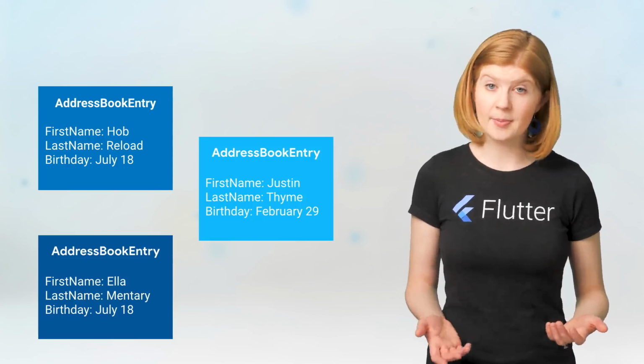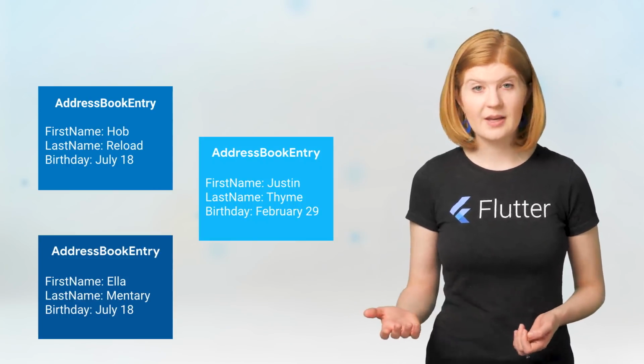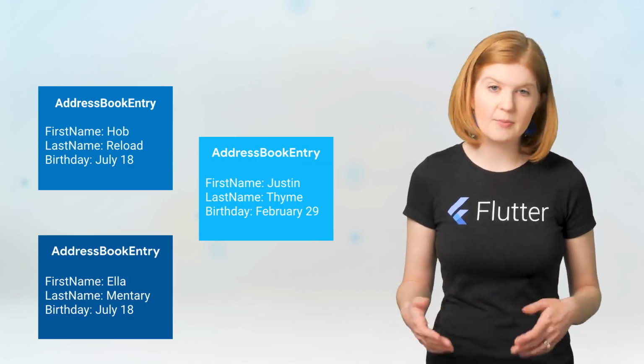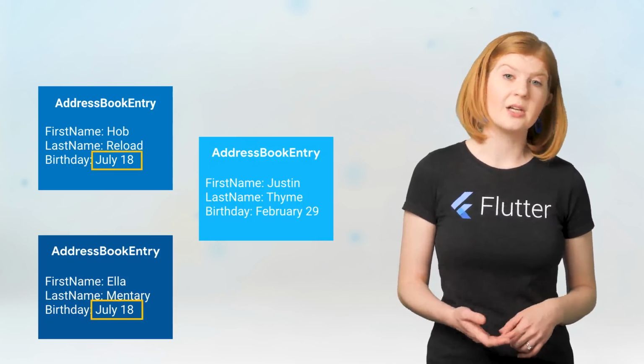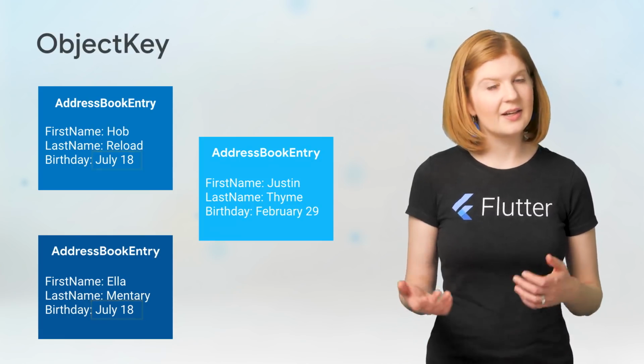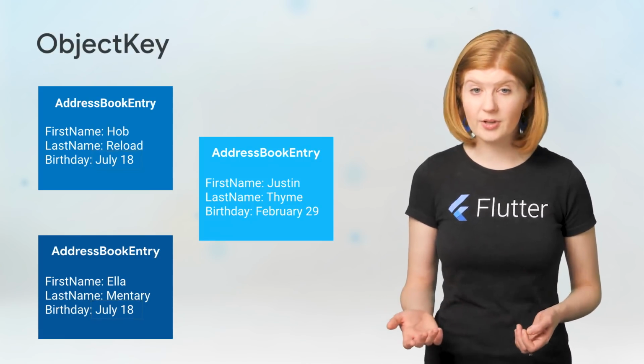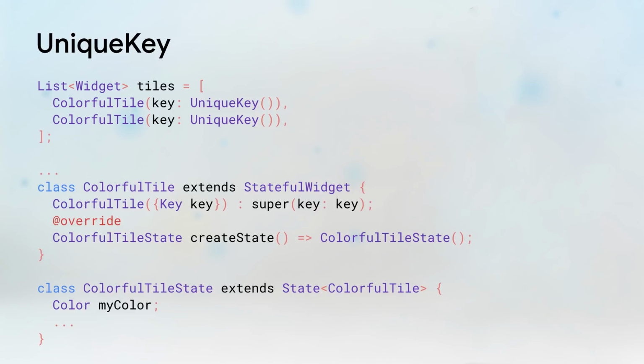Now suppose that instead, each child widget stores a more complex combination of data. Perhaps you had an address book app that listed information about each user. Any of the individual fields, like a first name or a birthday, might be the same as another entry, but the combination is unique. In this scenario, an object key is probably most appropriate. If you have multiple widgets in your collection with the same value, or if you want to really ensure that each widget is distinct from all others, you can use the unique key. I used a unique key in the example app because we didn't have any other constant data that we're storing on our tiles, and we don't know what the color will be until we construct the widget.